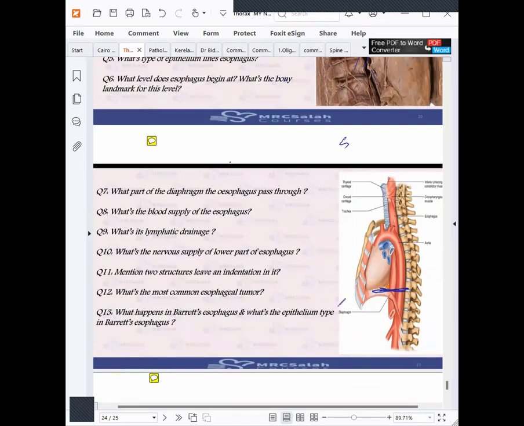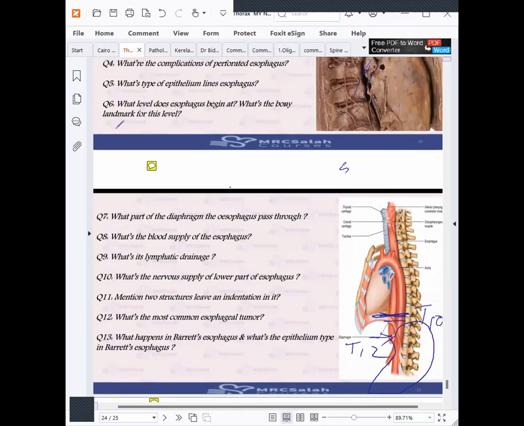Your answer is also right, but if you can answer it in this way: esophagus pierces the diaphragm at T10 and it joins with the stomach at the level of T12. That is also correct. And now, what is the bony landmark of this beginning of esophagus? It should be the cricoid cartilage.